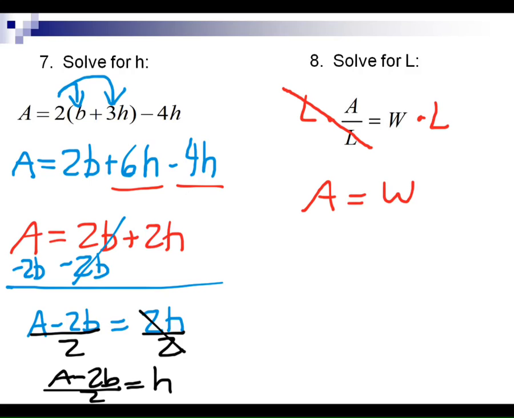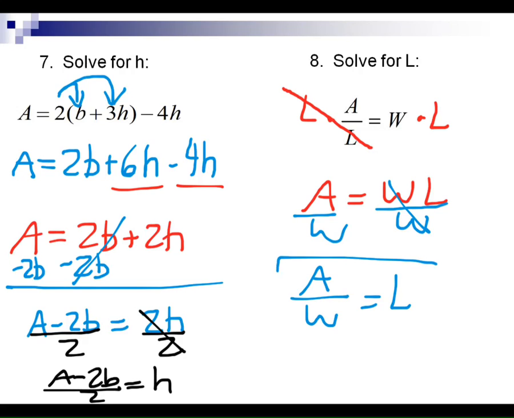And this leaves me with W times L over here. That way I just made this problem so there's no fraction. Finally, I'm trying to get L by itself. What am I doing to L right here? Multiplying by W. So to undo a multiplication by W, divide both sides by W. Those divide out, and A divided by W equals L.